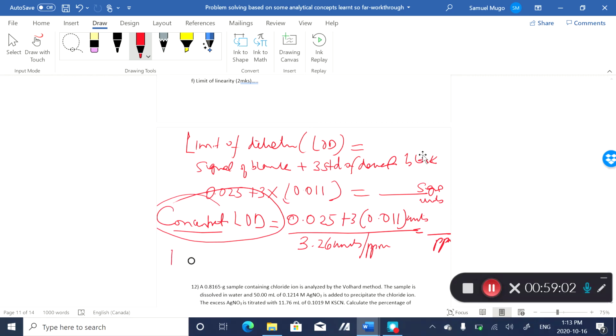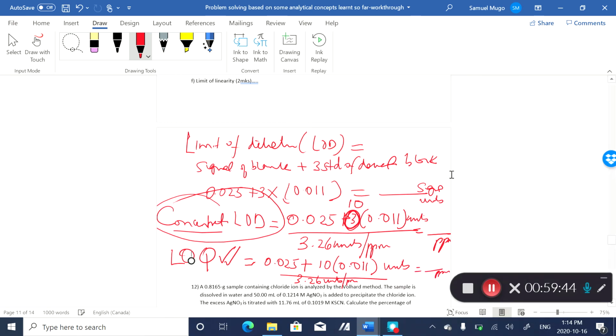Now remember, again, if you're doing limit of quantification, it is exactly the same as limit of detection. The only difference is you replace the 3 with 10. Okay, all right, so take note of that. The limit of quantification is going to be 0.025 plus 10 times 0.011, and of course those are the units. If you've been asked to calculate the concentration, divide by 3.26 units per ppm, and you can see the answer you get is going to be in ppm.